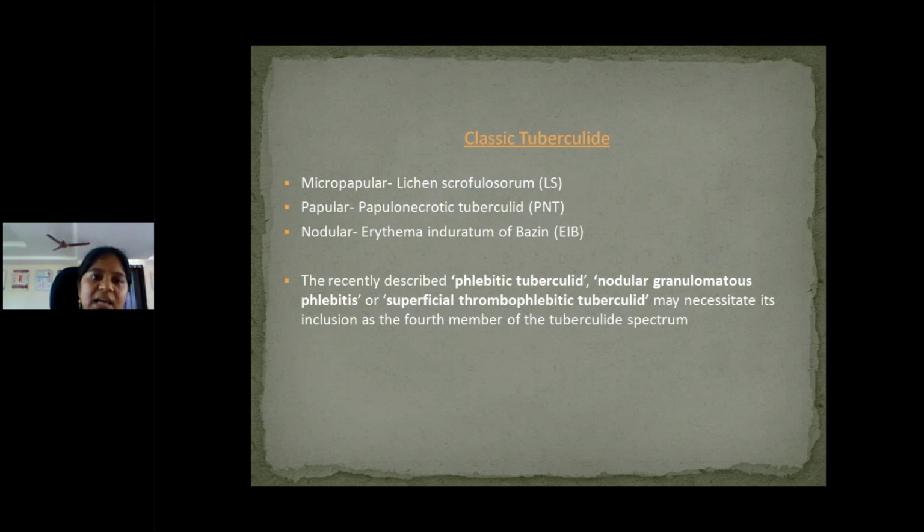Classic tuberculids can be of three types: lichen scrofulosorum, papulonecrotic tuberculid, and erythema induratum of Bazin. Lichen scrofulosorum is the smallest, like tiny papules, PNT is a little bigger, and erythema induratum of Bazin is nodular. The recently described new element is phlebitic tuberculid, or nodular granulomatous phlebitis, or superficial thrombophlebitic tuberculid, which may necessitate inclusion as a fourth member of the tuberculid spectrum. I never saw the fourth type. We always see LS, PNT and EIB are common, but this is a recent addition, only theoretical. We never saw it in our OPDs.